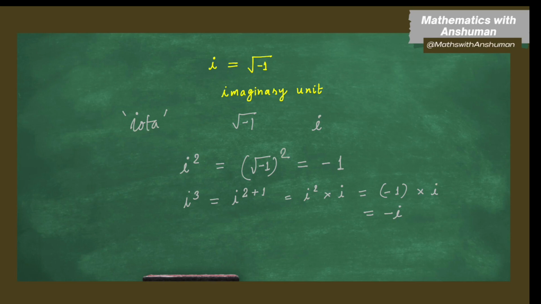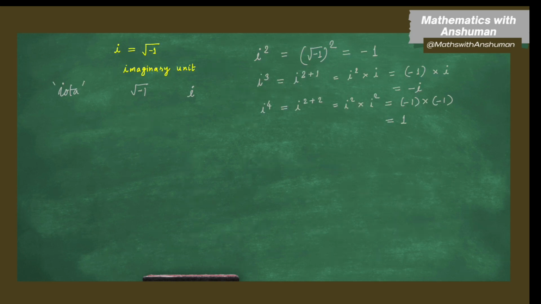And then one of the most important results in imaginary numbers or complex numbers, that is iota to the power 4. That can be written simply as iota to the power 2 plus 2, that is iota square multiplied by iota square. And we know the value of iota square as minus 1. So minus 1 multiplied by minus 1, we get the value 1. Since iota raised to the power 4 is equal to 1, now it becomes very easy to find the value of any term like iota raised to the power any number, say m.